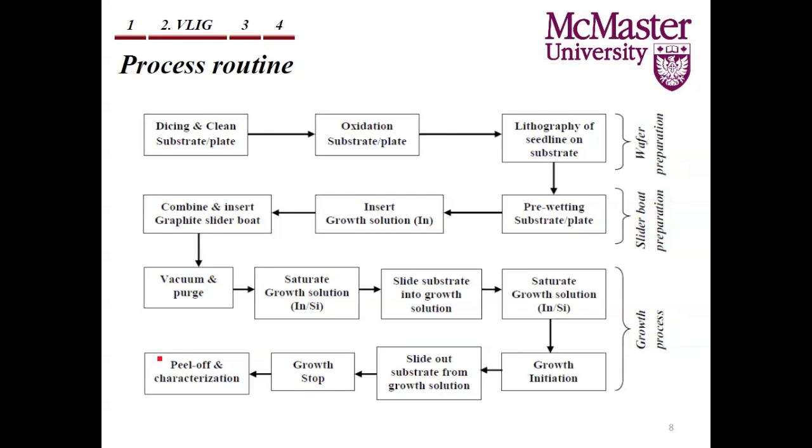So this is the process route. It can be divided into three major stages. First is wafer preparation, sort of like substrate preparation, then the slider boat assembly, and then finally the growth process.